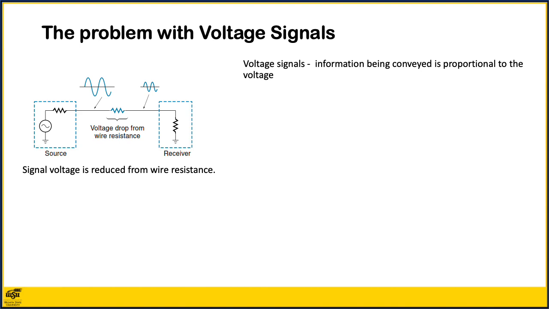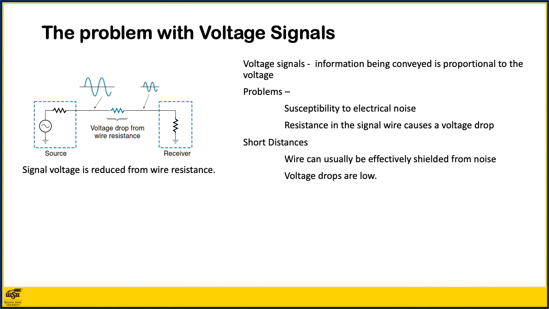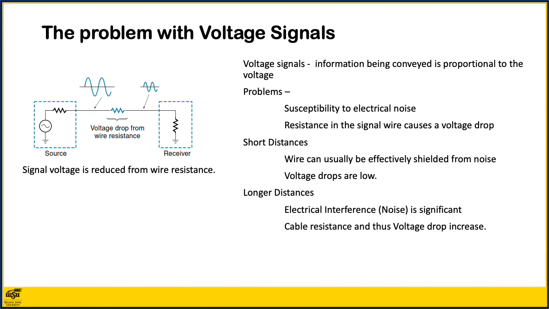Most signals are voltage signals, which means that the information being conveyed is proportional to the voltage. Two potential problems with this can arise. Susceptibility to electrical noise increases, which is usually in the form of voltage spikes, and any resistance in the signal wire causes a voltage drop. For short distances, wire can usually be effectively shielded from noise and voltage drops and they are not a problem. For longer cable runs with numerous connectors, such as might be found in a process control system in a large factory, noise and total cable resistance may become significant.